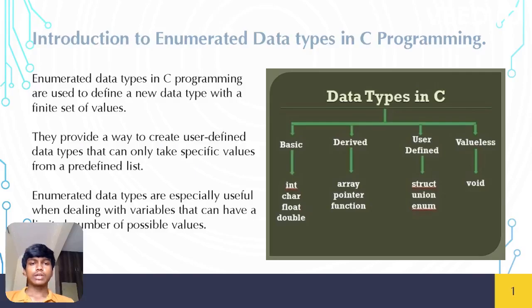Introduction to enumerated data types in C programming. Enumerated data types in C programming provide a way to create user defined data types that consist of a finite set of named values. They are commonly called enums. These data types are useful when you want to work with variables that can only take on a specific set of values. They are especially useful when dealing with variables that can have a limited number of possible values.